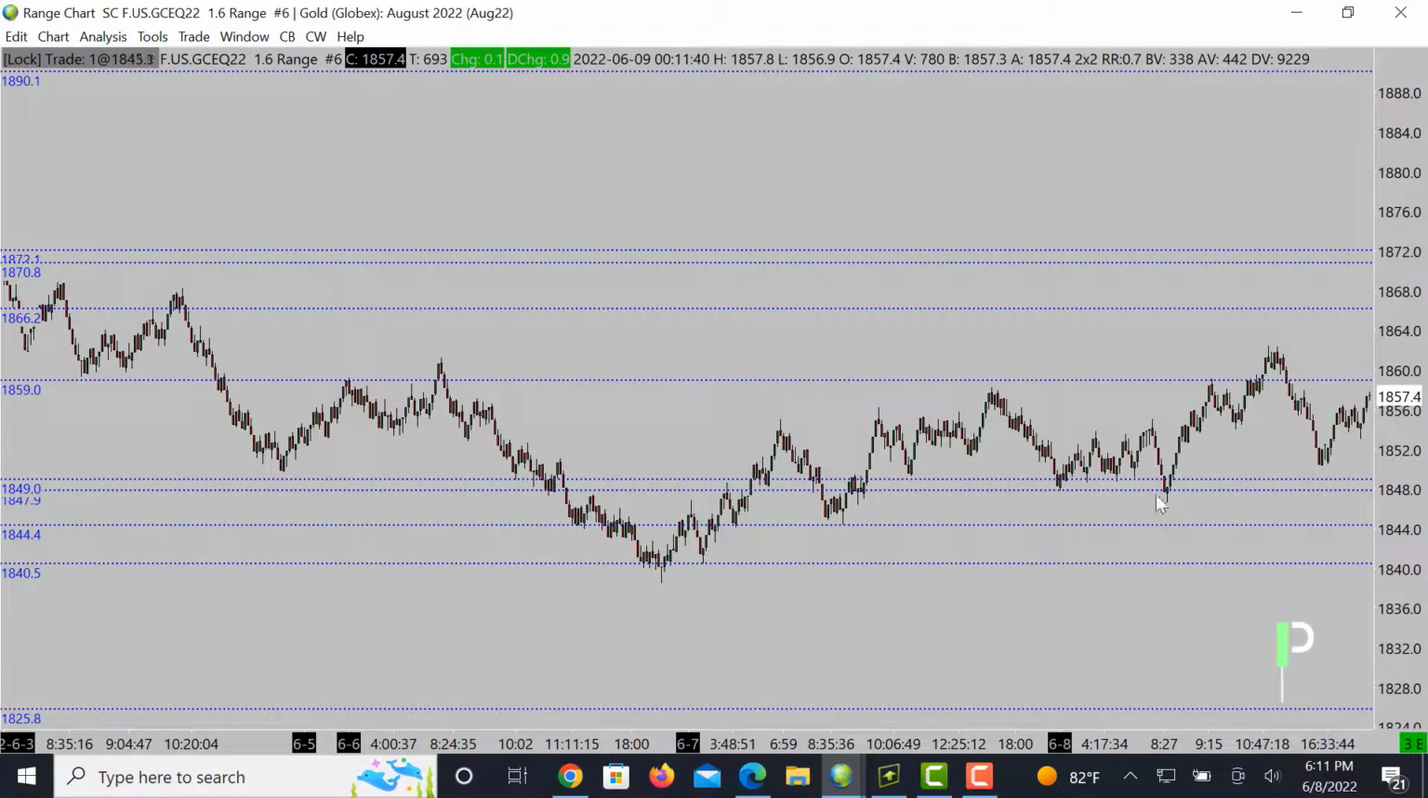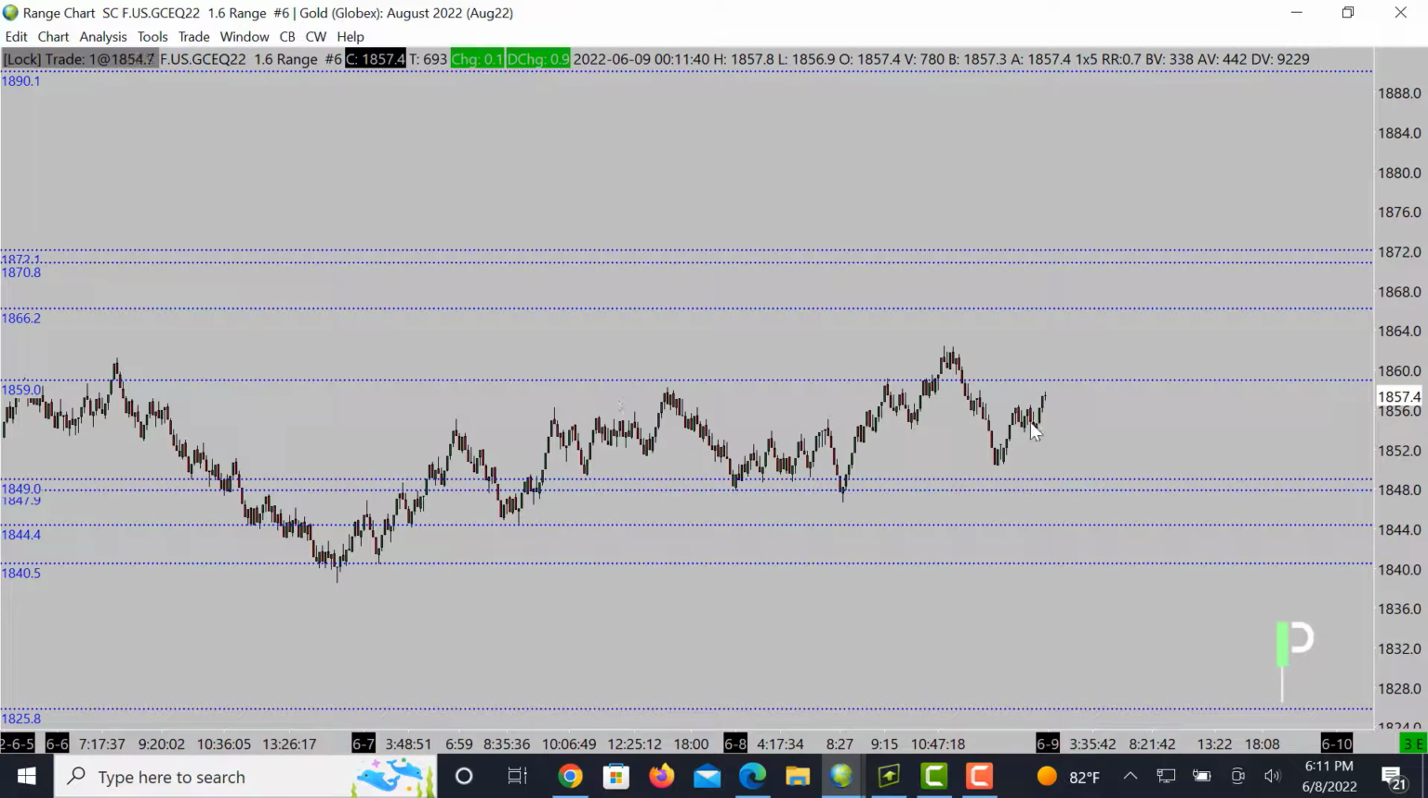Moving over into gold, we're coming up against some resistance, 1859, above that 1866.2 and 1870 to about 1872. Now if we get into this area of 1859 and we fail to get through, look for the short coming right back down. Support 49 to about 1847.9, and then below that 1844 and then 1840.5. So again, we'll be looking for nice bottoms here.